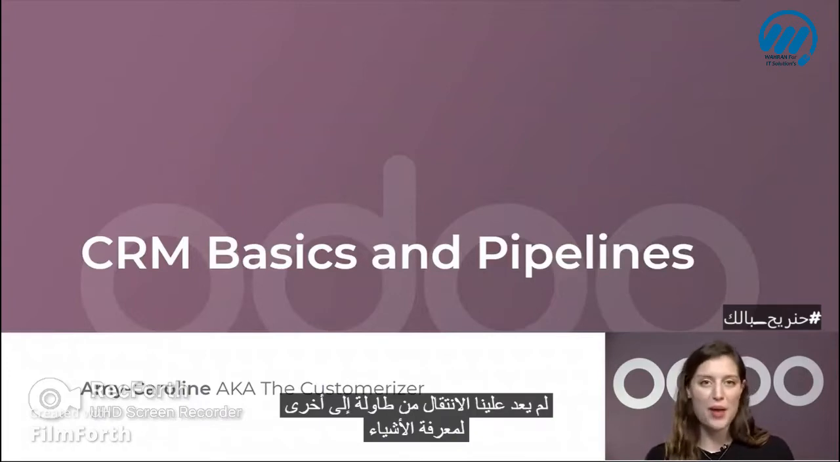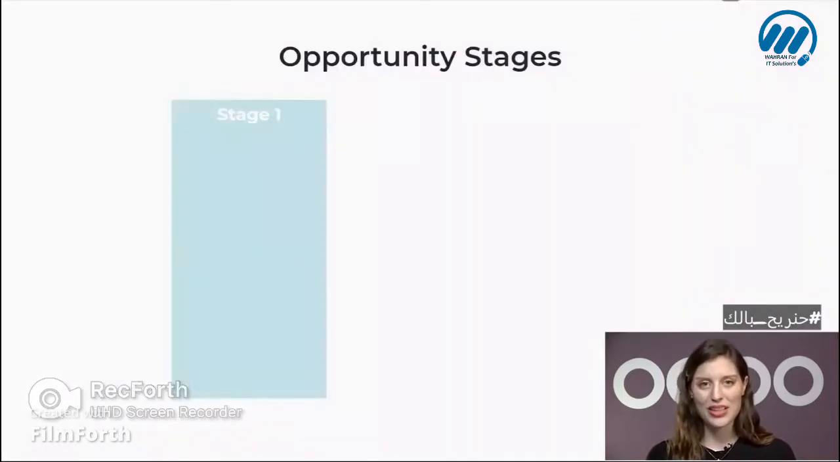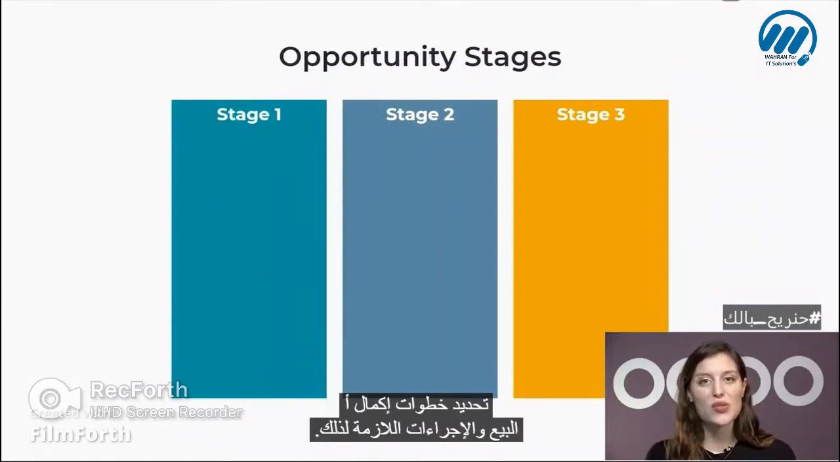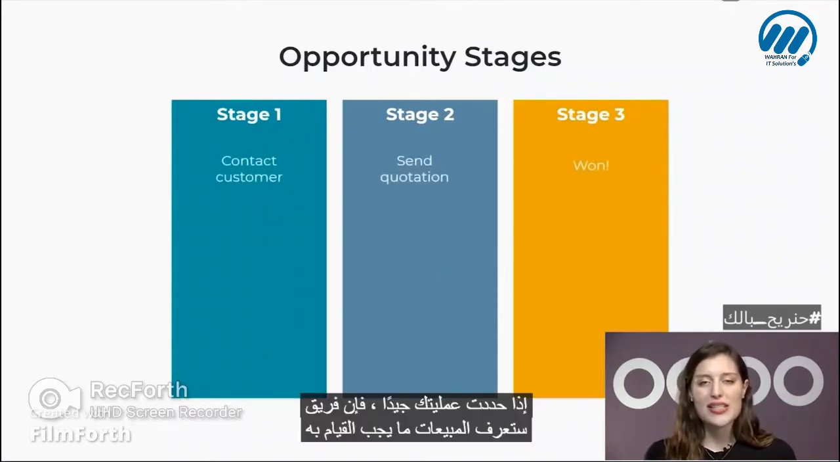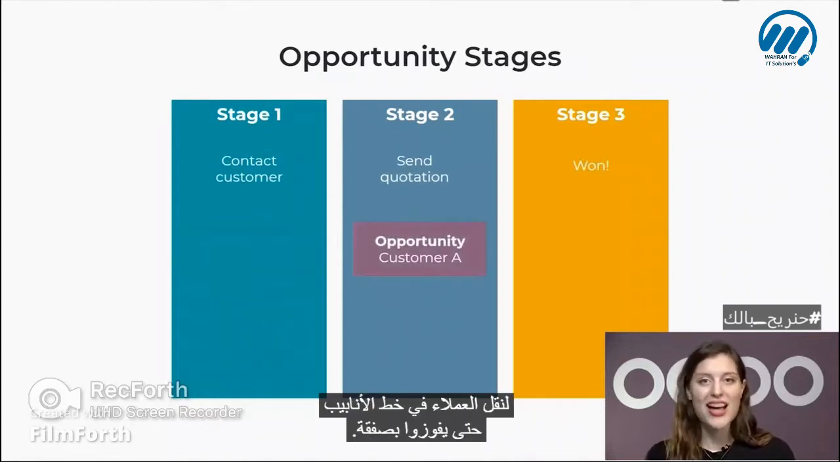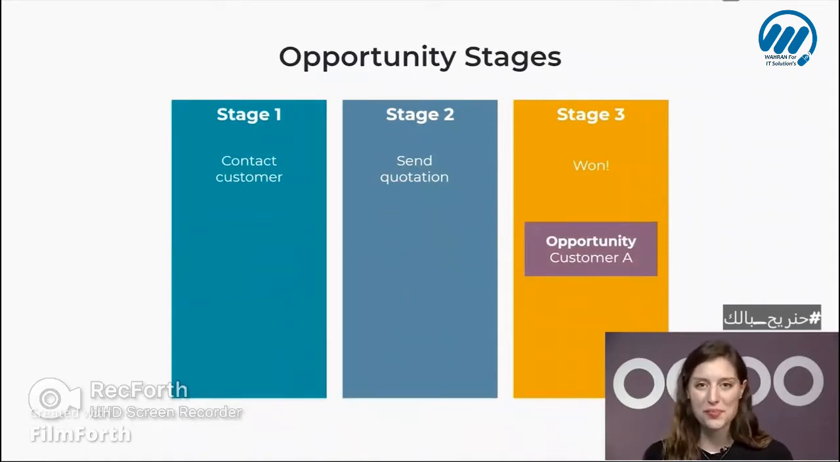But thanks to Odoo's CRM app, we no longer have to walk from one desk to another just to stay up to date. Instead, all of our sales information is neatly organized in our pipeline. As a sales team manager, identifying the stages to complete a deal and the actions required at each stage is key to success. When your process is clearly defined, your sales team knows exactly what they have to do to efficiently move customers forward in the pipeline until deals are won. So let's dive in to see how the CRM app helps Stealthy Wood be more efficient.